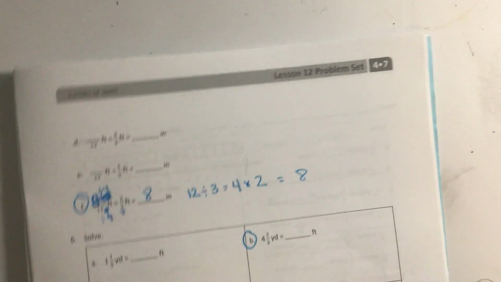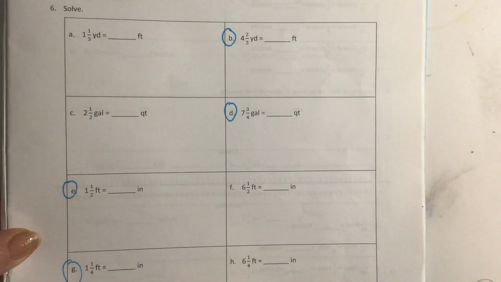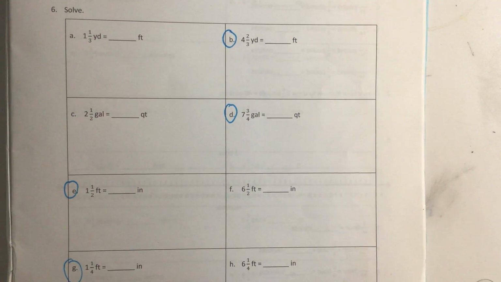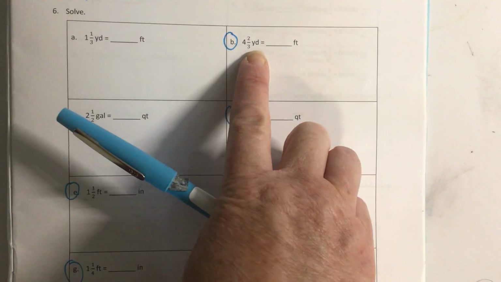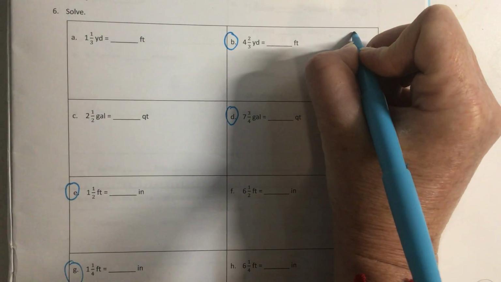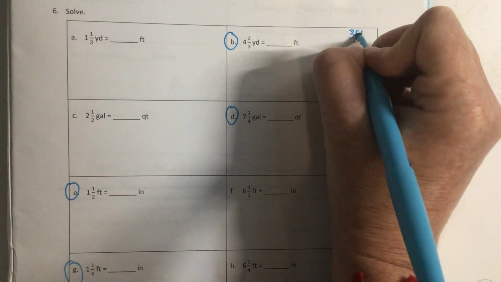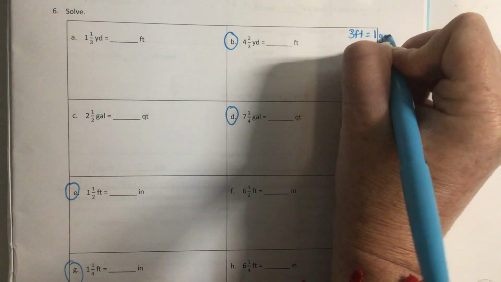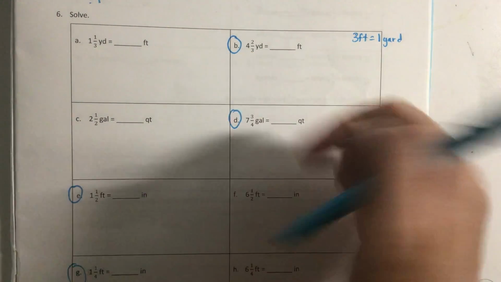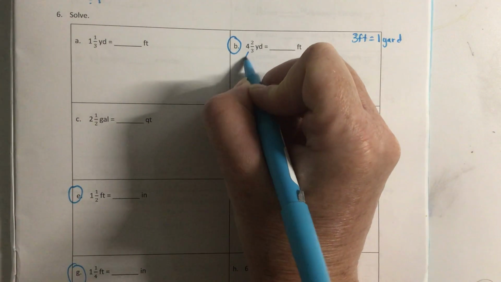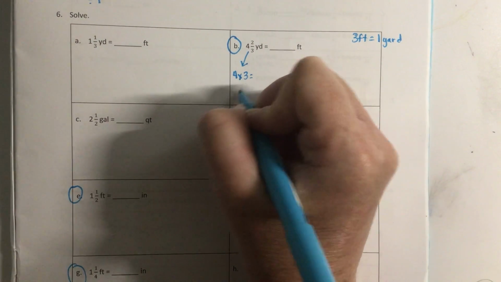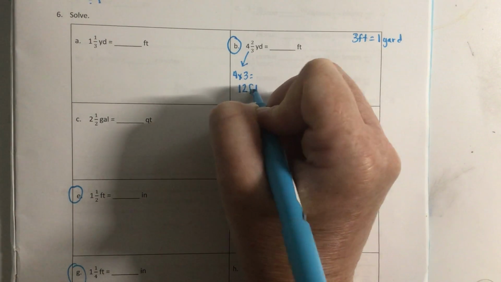All right, moving on to number 6. Now they want you to do this without showing a number line. You still need to know the conversions. So how many feet are in a yard? So just make sure that you can write that off to the side. So I know that there are 3 feet equals 1 yard. Okay, so I have 4 yards. And so how many feet is that? So let's multiply. So that's going to be 4 times 3. That's going to be 12 feet.